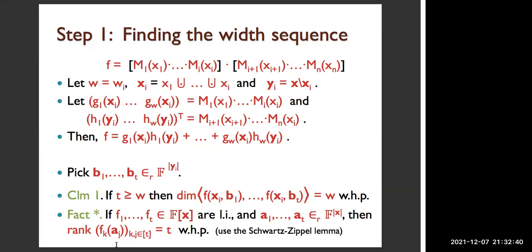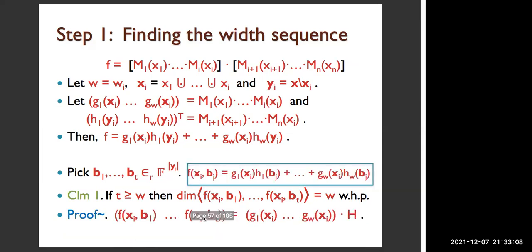So let's use this fact to prove claim 1. By the way, I should make one point here. Claim 1 is just saying that the dimension of the space spanned by these elements is W. I can get access to these individual elements, but I still have to tell you how I compute the dimension of the space spanned by this. That I'll tell you a little later. Let's first look at the proof of this claim, which is fairly simple once we have fact star.